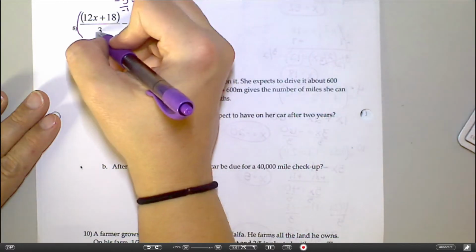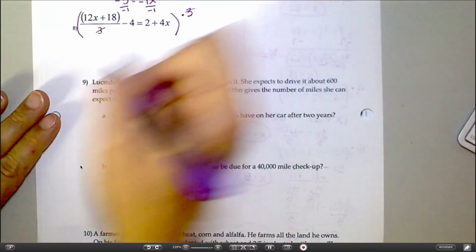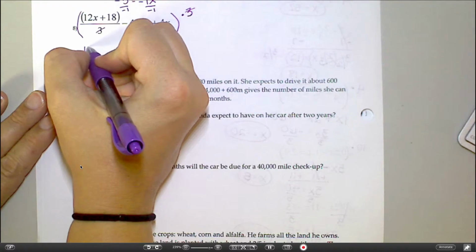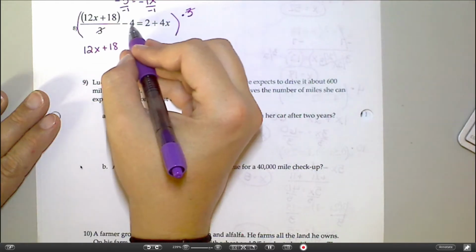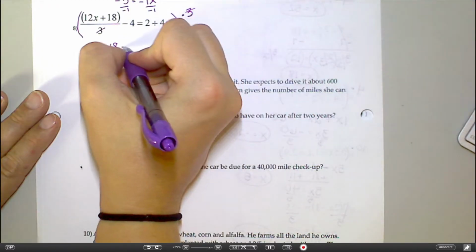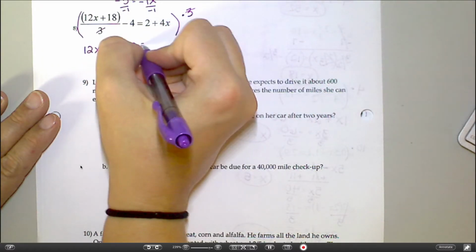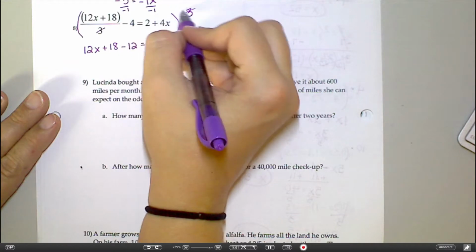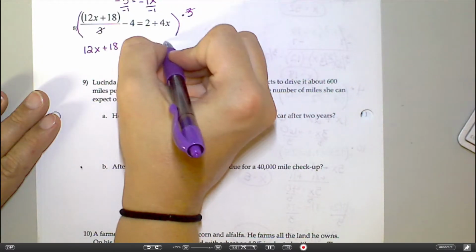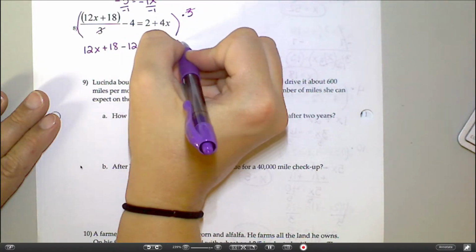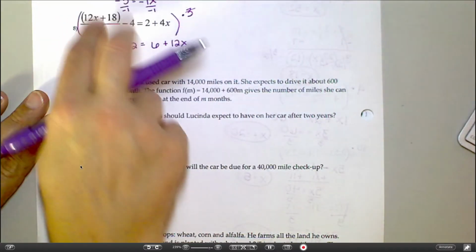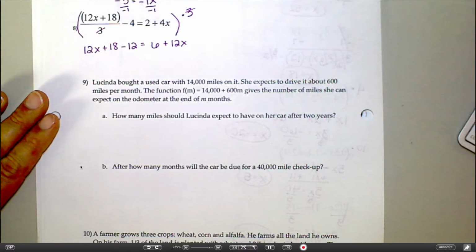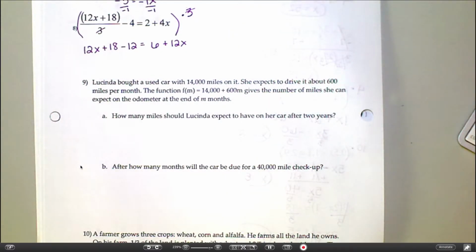Okay. This is going to cancel that and that out, so I'm just going to have 12x plus 18. But I also need to remember to multiply this 4 by the 3, so that's going to become a minus 12. And then I'm distributing the 3 here as well, so 6 plus 12x. Do we have to put the 12x plus 18 in parentheses? You don't. No, because the only reason it was in parentheses was to say all of that is being divided by 3. So once you get rid of the divided by 3, you don't need it anymore.